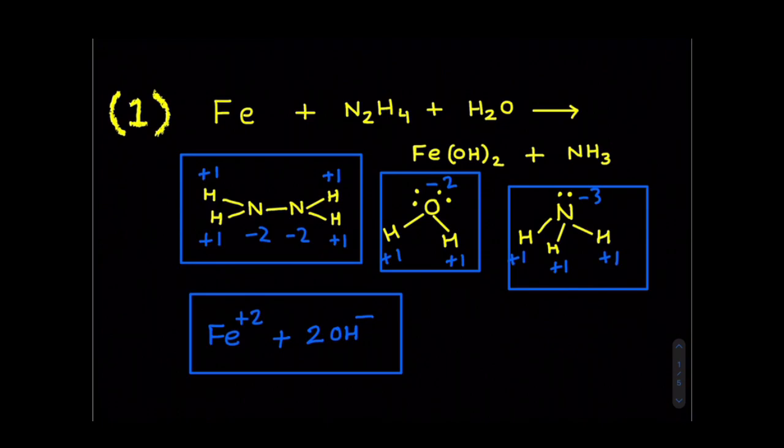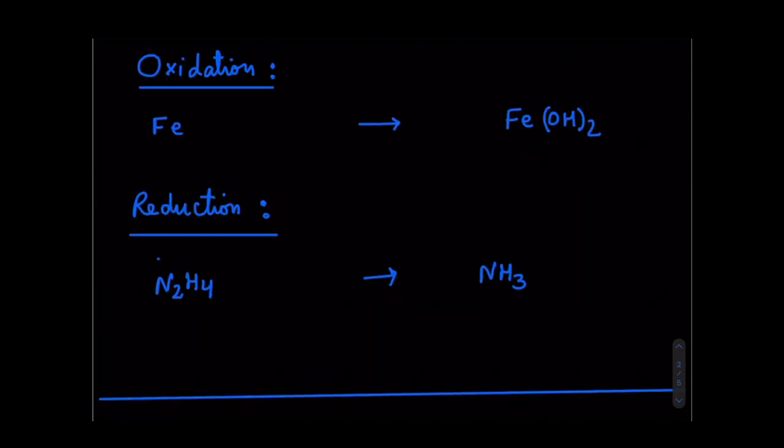In ammonia, all hydrogen atoms are in +1 and nitrogen is present in -3 oxidation state. In ferrous hydroxide, iron is present in +2 oxidation state and oxygen is present in -2 and hydrogen is present in +1 oxidation state. So in this reaction, iron is changing its oxidation number, nitrogen is changing its oxidation number. There is no change in oxidation number of hydrogen and oxygen. So the above reaction can be divided into two parts, oxidation part and reduction part. In oxidation part, iron from zero oxidation state is moving to +2 oxidation state.